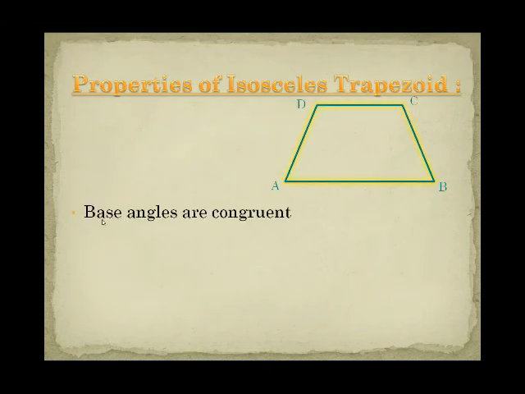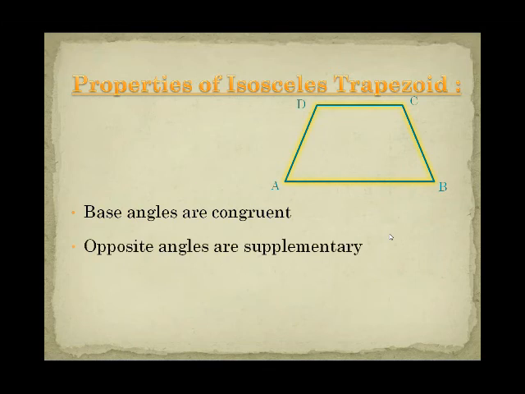Okay, there are only two properties. The base angles are congruent. This one is the base. The lines AB and CD are the bases of the trapezoid. So we say that the angles constructed on them are also congruent. The second property is that opposite angles are supplementary. It means that angle A and angle B add up to 180 degrees.